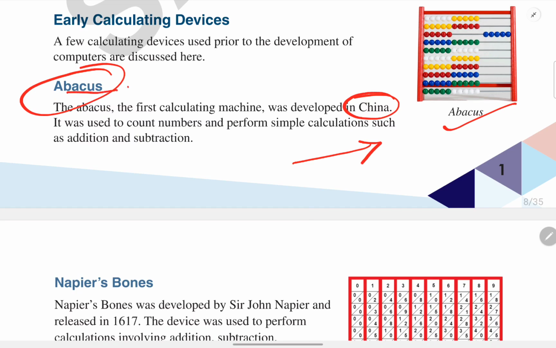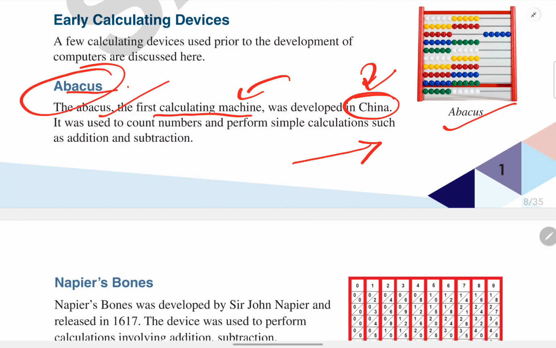Abacus. Abacus is the name of the first calculating machine, which was developed in China. China was a very populated country earlier, and India was second, but right now India has beaten China in population. So India is now the most populated country. In those earlier times, China was the country that developed the first calculating machine, whose name was Abacus.